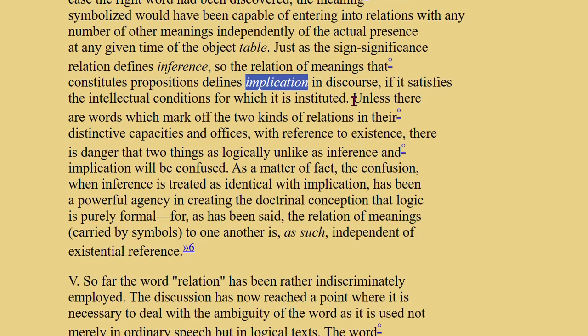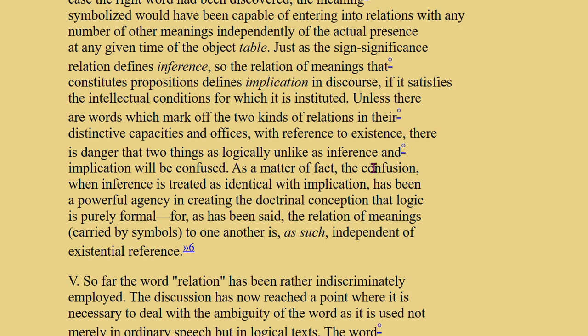But going on here to finish up, unless there are words which mark off the two kinds of relations in their distinctive capacities and offices, with reference to existence, there is danger that two things as logically unlike as inference and implication will be confused. Yeah, so we want to keep those two things straight, inference and implication. So inference to existential things, implication to other meanings. These are very different, right? In the way that the world of existences, the world of things, of objects, is different from the world of language, which can go on independently of our experience of this or that object in the immediate environment.